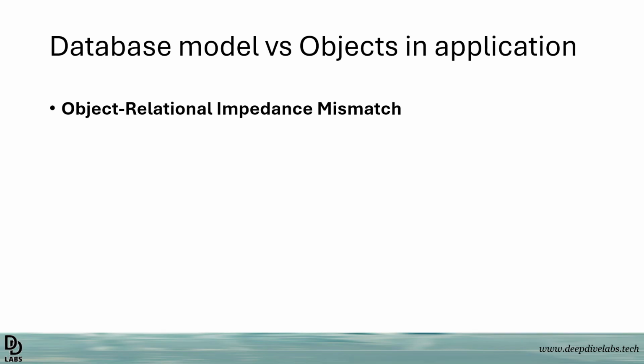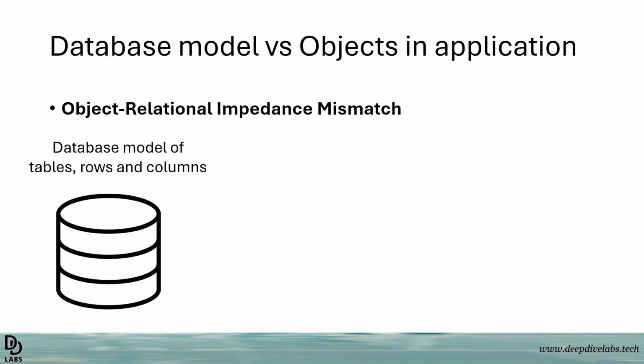Before we dig into some of the advantages of NoSQL databases, it's important to understand the database model versus objects in an application, right? Till now we have been talking about the database model. There is a very important problem that exists in relational databases, which is called the object relational impedance mismatch. So what does this mean? In the back end, there is a database model where you have your entities which are physically represented as tables, and the attributes represented as columns, and each row corresponds to a particular entity, right?